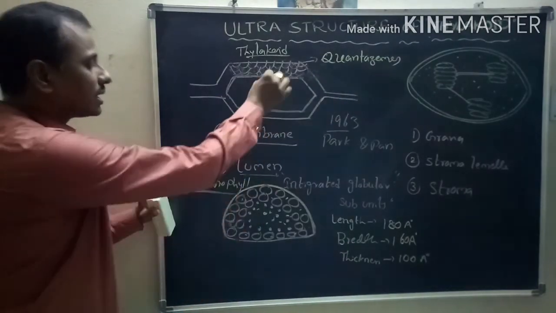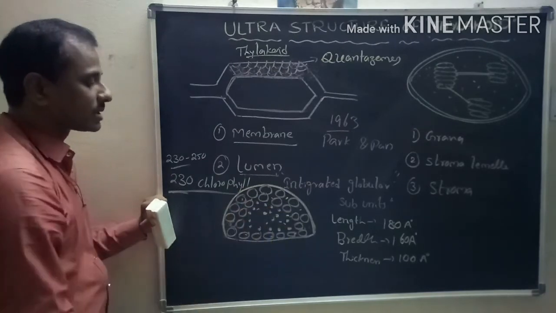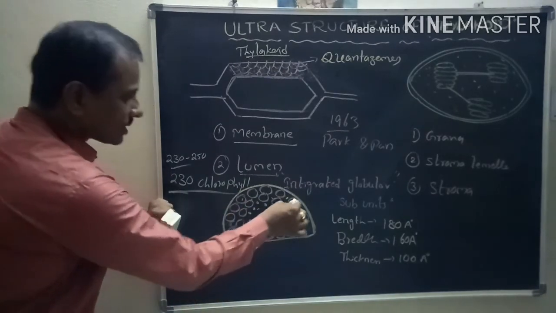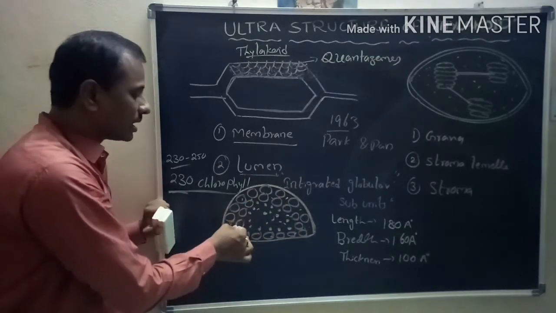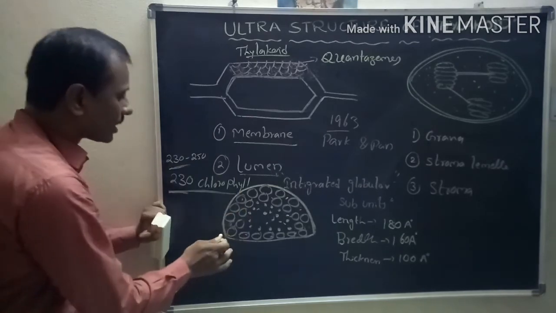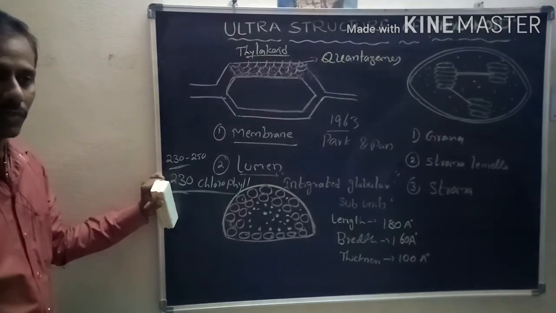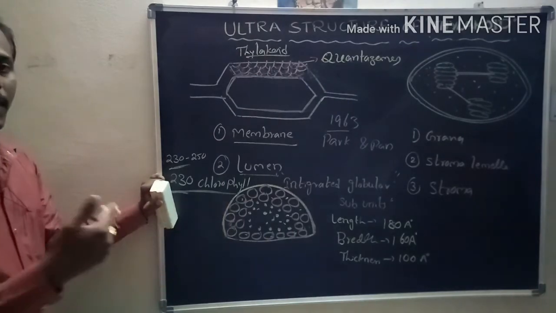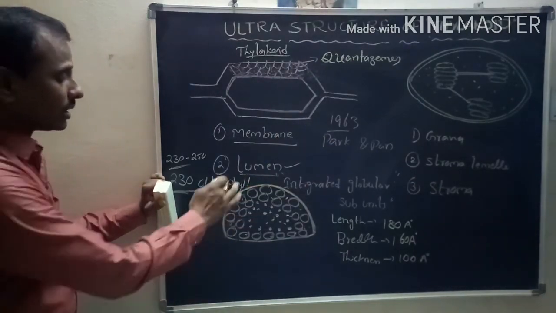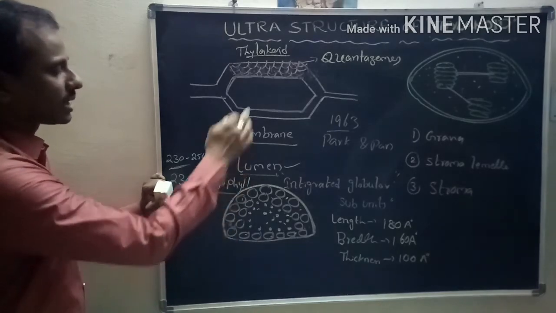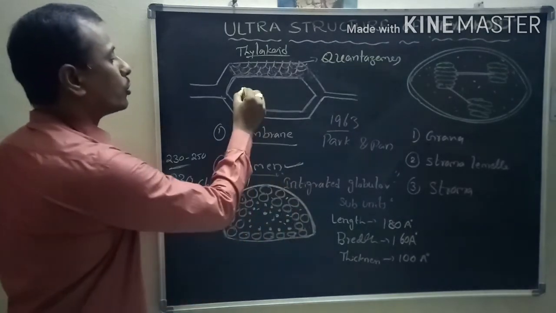In a single quantasome, a number of materials are present: pigments, enzymes and proteins. All types of pigments are present here. Nearly 230 to 250 chlorophyll pigments are present in a single quantasome, the major pigments which participate in the light reaction. Now we have finished the first part. The membrane contains quantasomes, and quantasomes contain pigments. Then the second part, that is lumen.